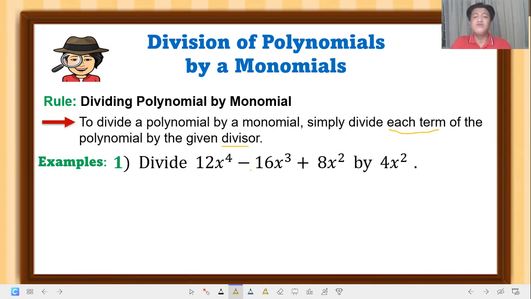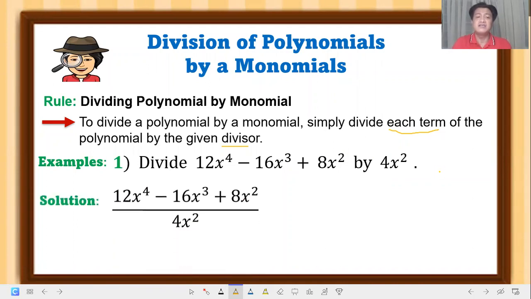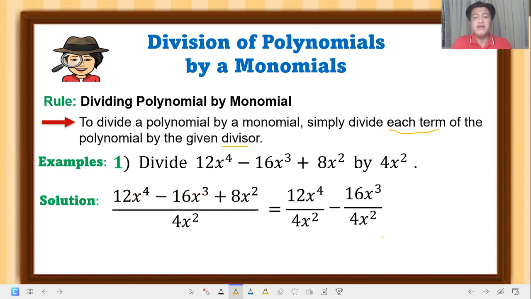Divide 12x raised to 4 minus 16x cubed plus 8x squared by 4x squared. All we have to do is write it first using the division symbol. Then we will separate, right? Divide each term. How many terms do we have in the numerator? Three terms, trinomial over monomial. That means we will separate it. We cannot do it directly. So this is the first term over the divisor, minus the second term and the third term. Always remember the operation or sign, we also put the same sign when we separate so that we do not make a mistake in the answer.